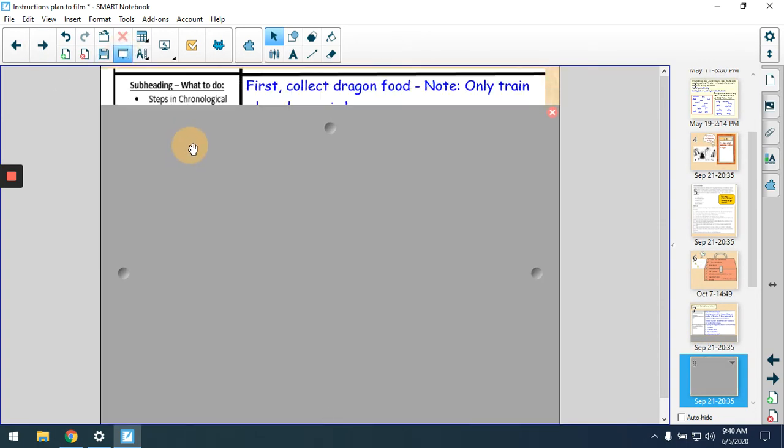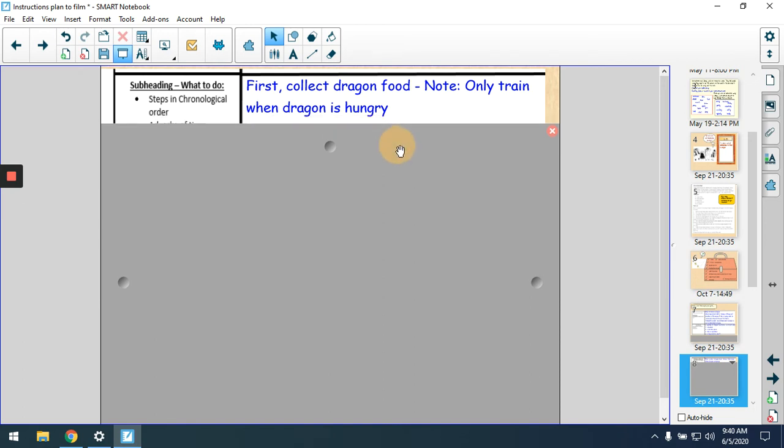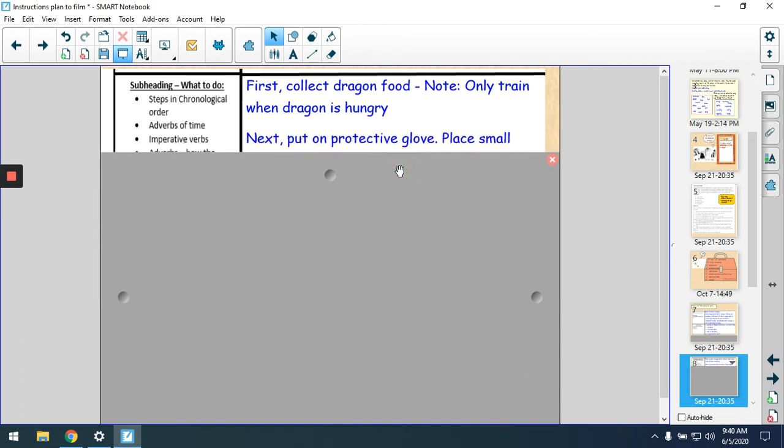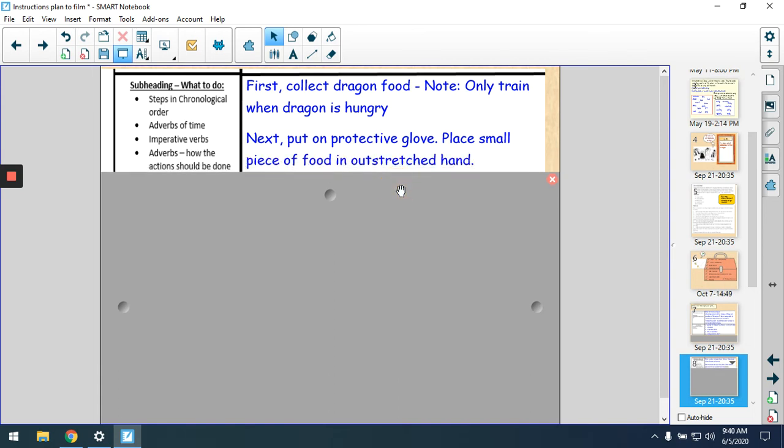Right, our next paragraph, what to do. So yes, it is in note format, but we still need to be quite ordered about the actual steps we want to include. First, collect dragon food. Really important in your plan to think about those words to do with time and also those adverbs. Note, only train when dragon is hungry. Next, put on protective glove. Place small piece of food in outstretched hand.